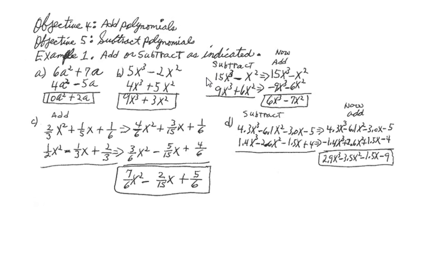Then C, we're again adding. However, we're adding 2/3 x squared plus 1/5 x plus 1/6 to 1/2 x squared minus 1/3 x plus 2/3. As you can see, we have fractions throughout these two polynomials, and therefore, if we're going to be able to add these fractions or these terms, we must make sure that they have common denominators.